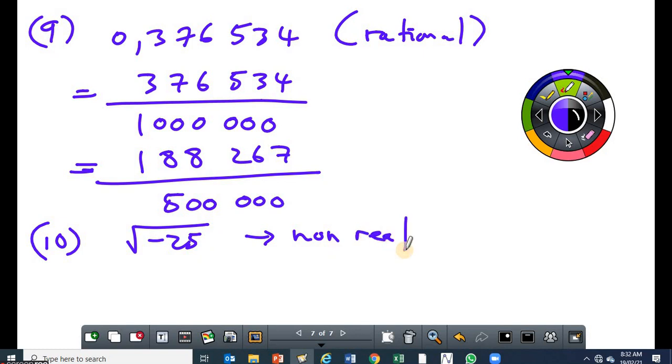It's non-real. It's not rational or irrational. It's impossible, according to your curriculum, to find the square root of minus 25. In terms of whether it's a real number or not, it would be better to say it's non-real. Of course, it's true that it's undefined, but based on the number system, it is a non-real number.